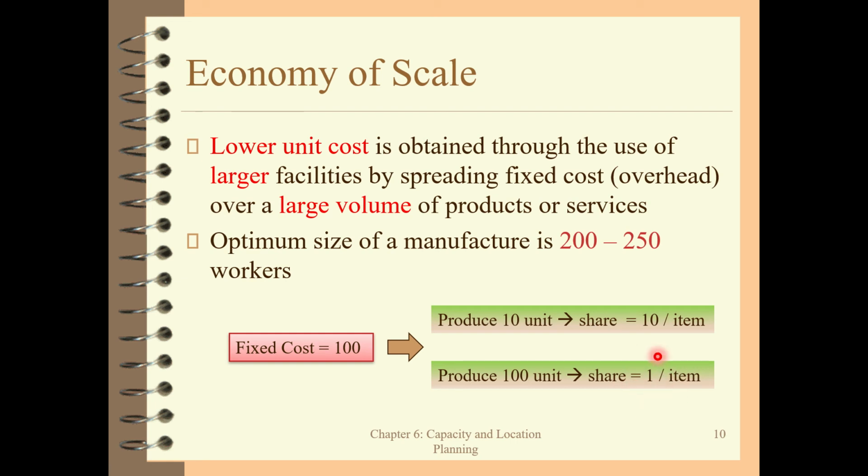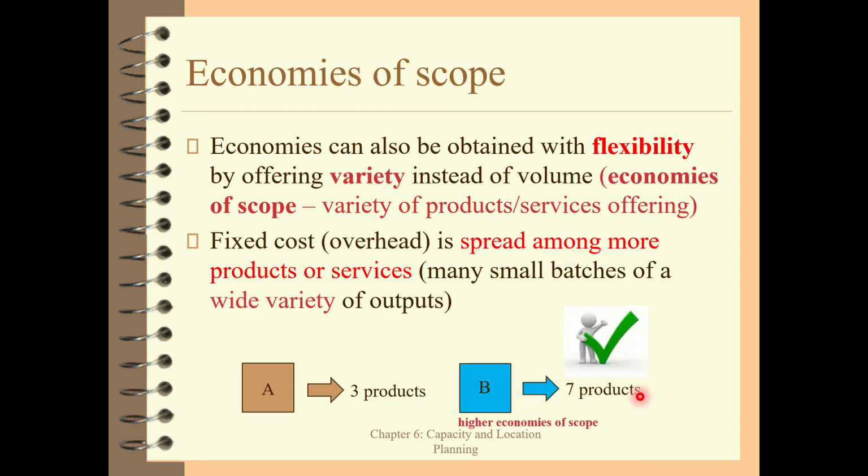And this is the reason why the more units you produce will give you a lower unit cost, because it can share the fixed cost for you. This is what we call economy of scale. The more you produce, the lower the production cost that will be achieved.